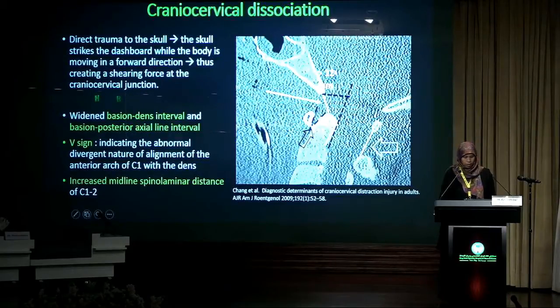craniocervical dissociation? We can see that in this CT scan sagittal slice, there is a widening of the basion-dens interval and also the basion to posterior axial line interval that is more than 12 mm. We also can see the V line indicating the abnormal divergent alignment of the anterior arc of C1 with the dens. And also we can see the increased midline spinolaminar distance of C1 and C2.